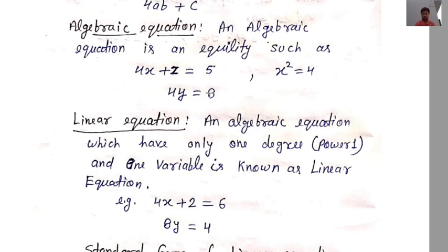Okay. Now what is a linear equation? Because we need to study linear equations in this chapter. I have explained to you equation, algebraic expression, constant, variable. Now linear equation. What is a linear equation? See, an algebraic equation which has only one degree and one variable is known as a linear equation. Linear means just like a line. When you plot its graph, you will get a simple line, meaning a straight line.